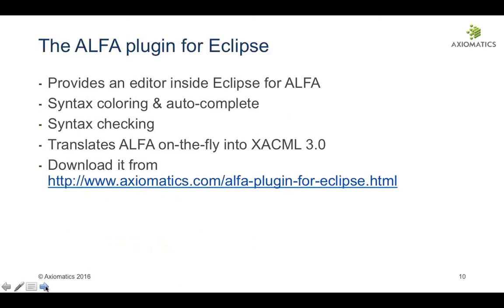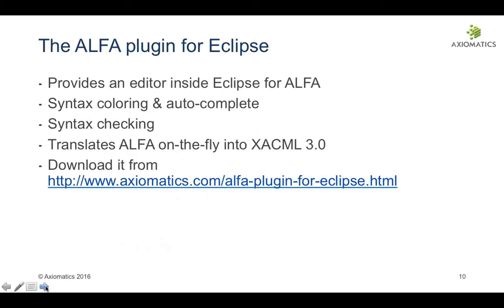So the ALFA plugin for Eclipse provides an editor inside of Eclipse for ALFA, and you will see the practicalities of this, but it provides the syntax coloring and autocomplete capabilities and features within Eclipse. Obviously, syntax checking. So there's that on the ALFA code in itself. It will tell you if you do something wrong, and since we're doing this live, I'm sure we'll see some potential examples of that too as we go along.